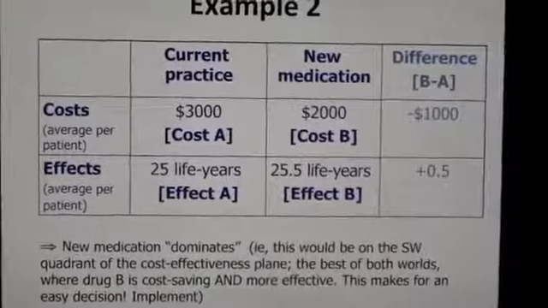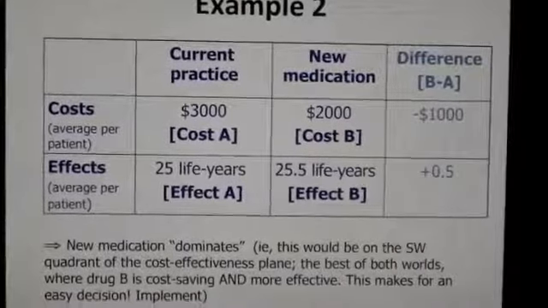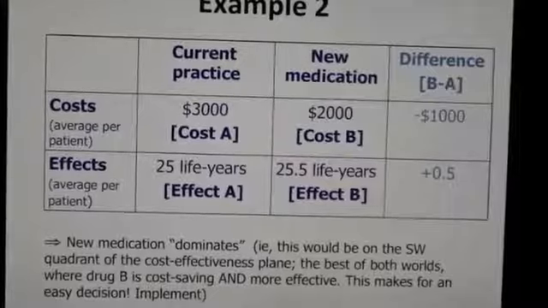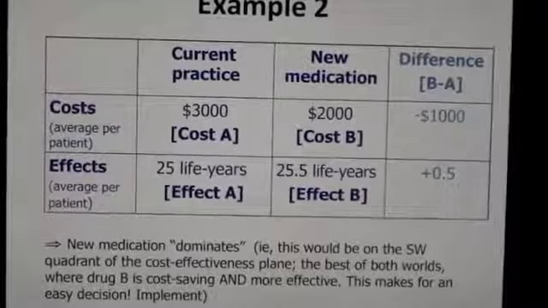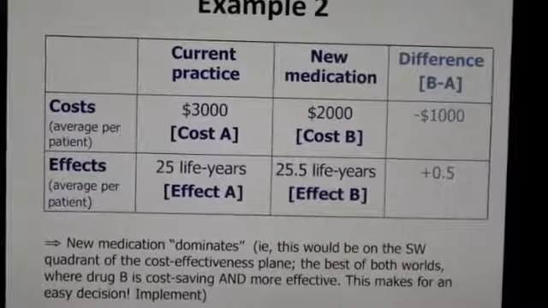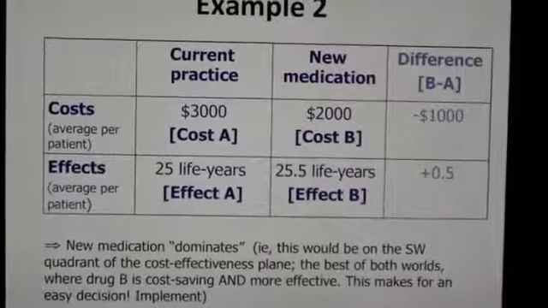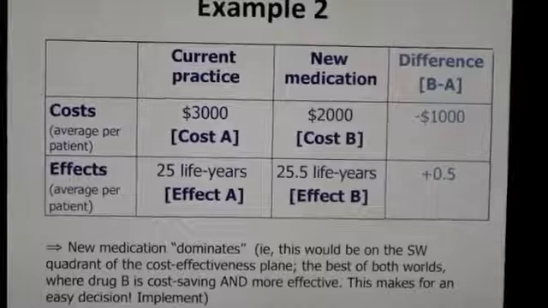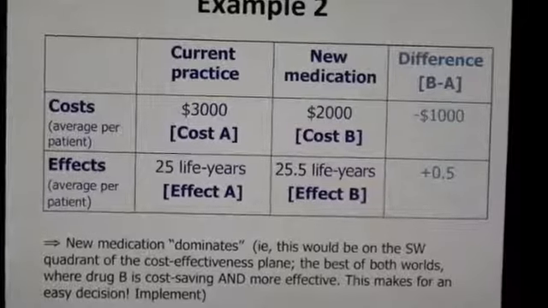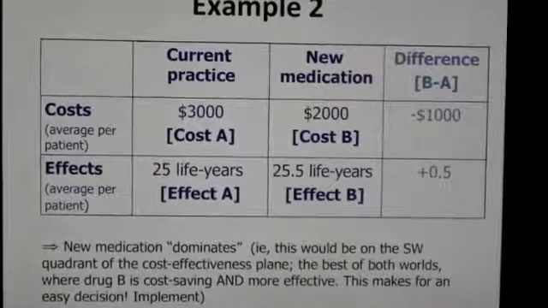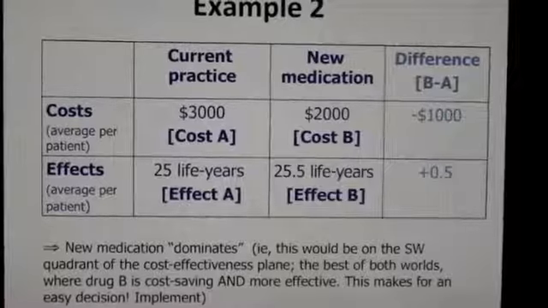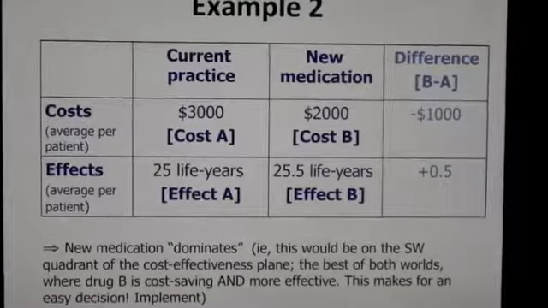Here's another example. New medication here is more effective and less costly. Drug B, more effective and less costly. So now we're actually in the southeast quadrant, which is very easy to make a decision. We should take that up into practice. A very good deal compared with what we had in practice, standard of care drug A.